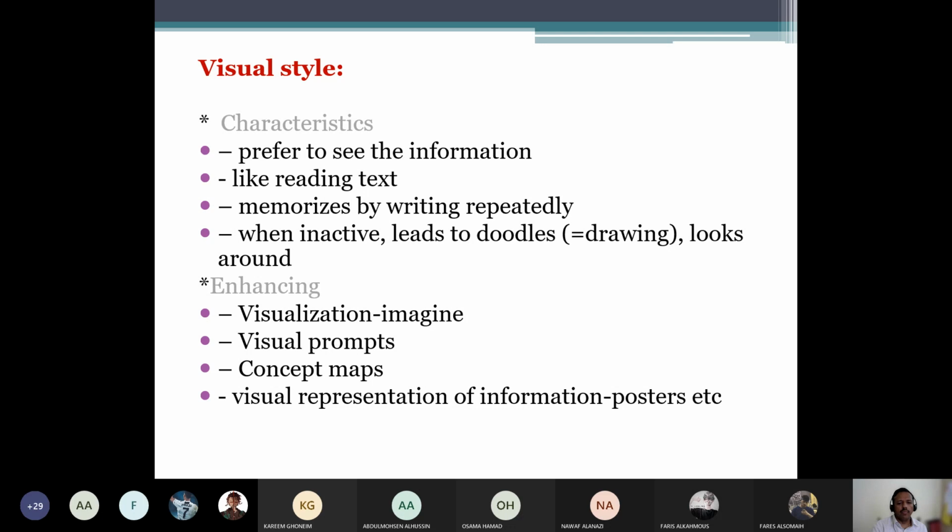How can they improve learning? They can improve by visualization or imagination. They have to have visual prompts, concept maps. They write something, pictures, figures, and then they learn. Visual representation of information on posters: if they make posters, maybe on their walls, they draw classifications, write some points, and they see them every time, and they remember it for a long time.